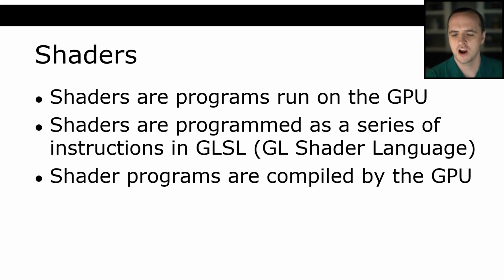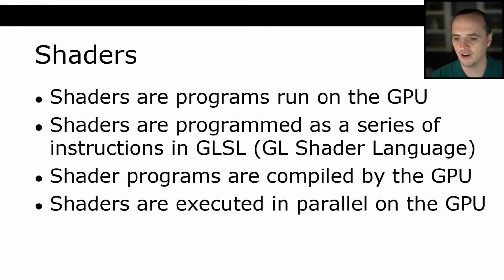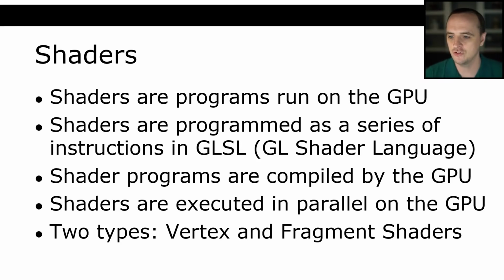Shader programs are compiled by the GPU. The way that you write a shader program is you define it in a text file. That text gets sent to your GPU, and it's compiled on the GPU where it's then run. Shaders are executed in parallel on the GPU. And there are two main types of shaders, vertex shaders and fragment shaders.